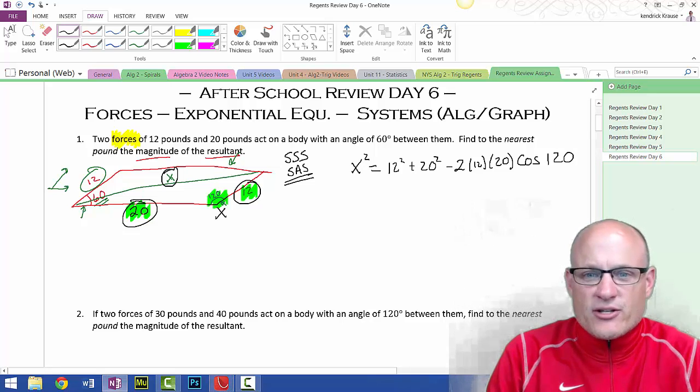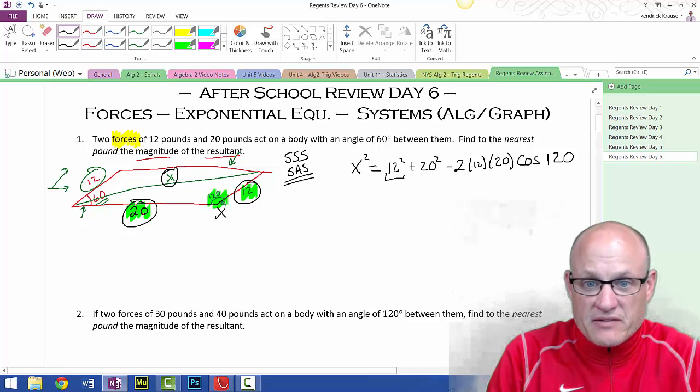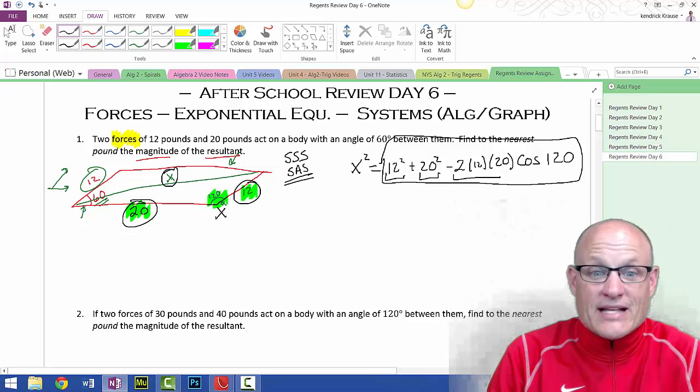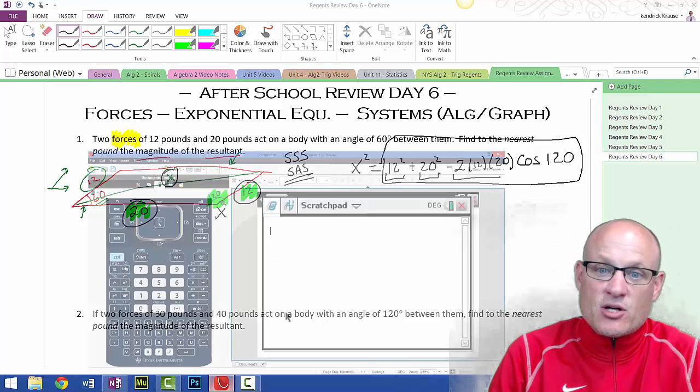So don't try to do this thing piecemeal. Don't try to figure out what this is and then figure out what this is. Just type the whole thing in at one time, all in your calculator. You'll make fewer mistakes. Fewer mistakes is always better.